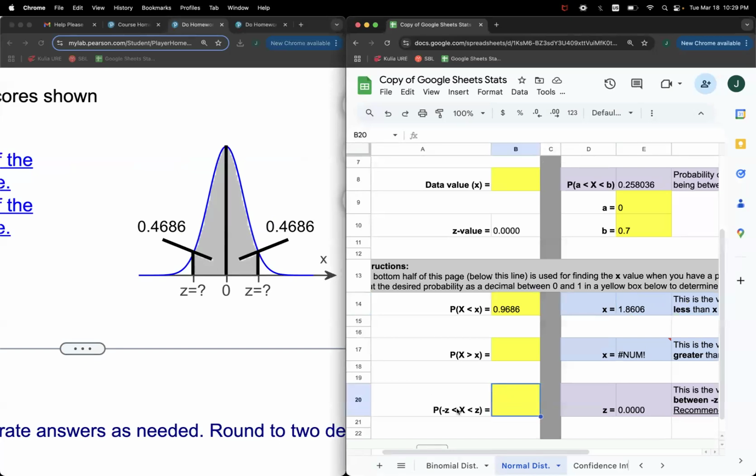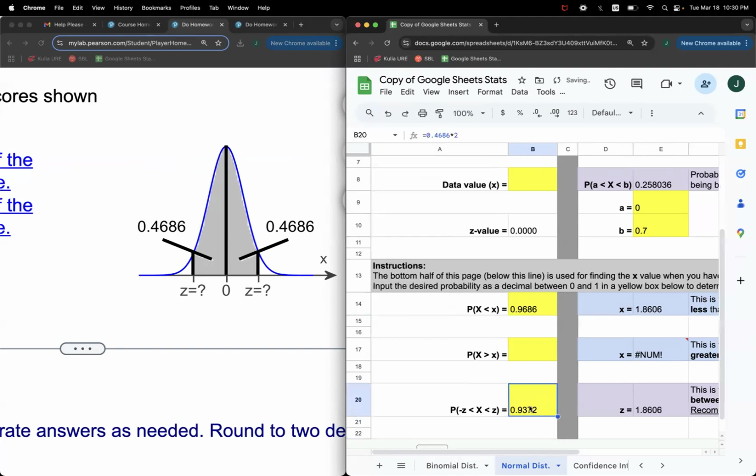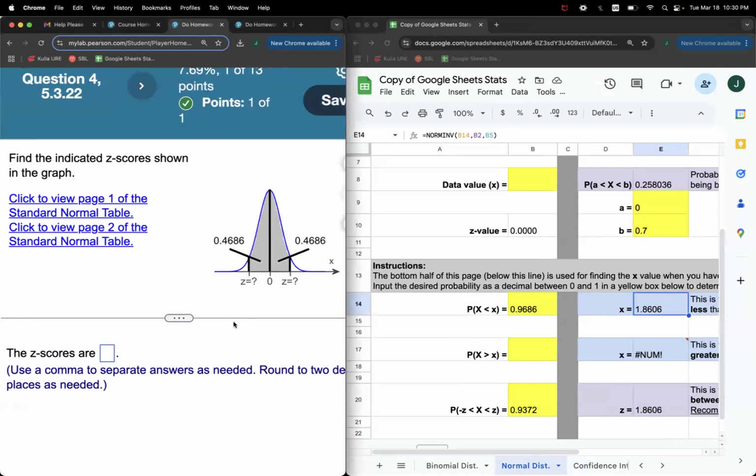The other option is to figure out the probability that's in this whole shaded region instead. And half of it would be 0.4686, right? But here I want double that. So here's a little trick. You could do a separate calculation, double it in like a Desmos calculator. But here's a little trick within the same Google Sheet. Hit equals first and put 0.4686 times 2. Right? And that would be 0.9372. That's the sum of these two shaded regions. And notice my z-score is the same either way I go about it, right? 1.8606.